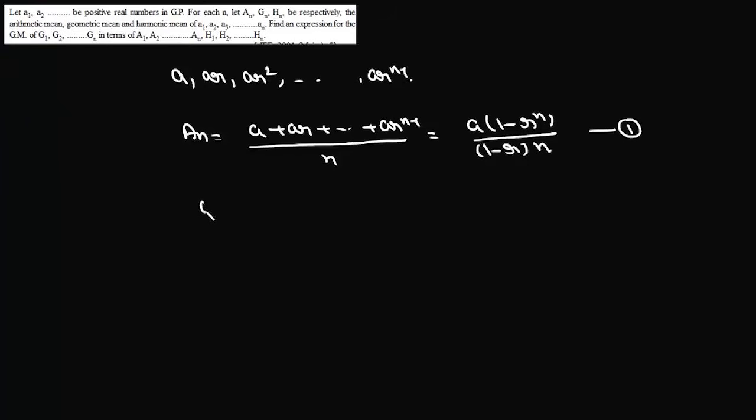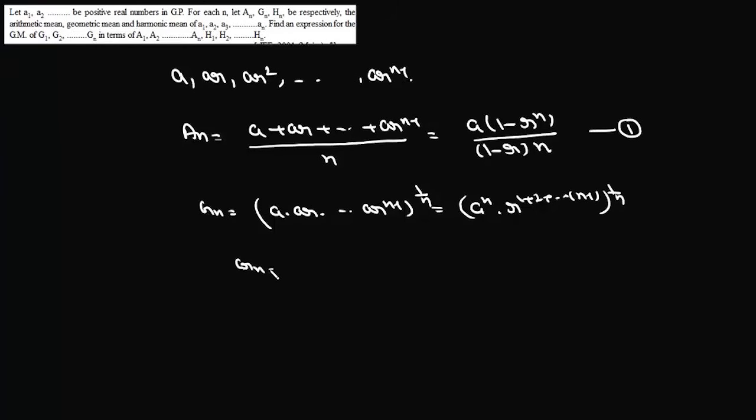Gn is their geometric mean. So it will be a into ar into ... ar to the power n minus 1, whole to the power 1 by n. Now this is a to the power n, and here it is r to the power 1 plus 2 up to n minus 1, to the power 1 by n. Now this Gn will be a to the power n and here will be r to the power n(n minus 1) by 2, whole to the power 1 by n, which is a into r to the power (n minus 1) by 2, and that's your second result.